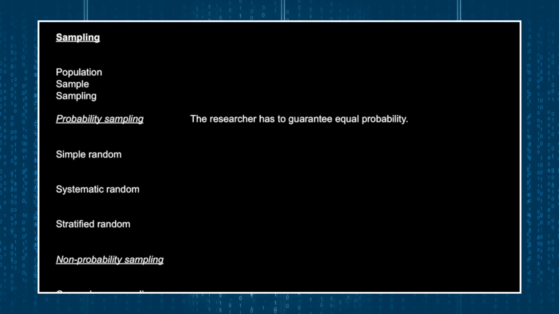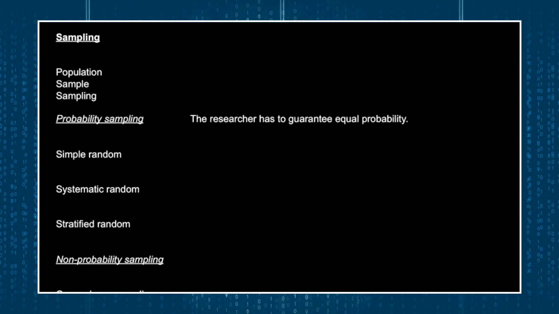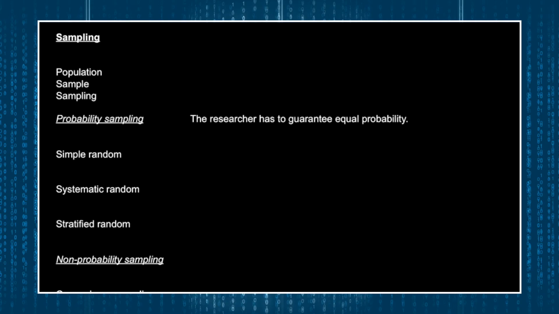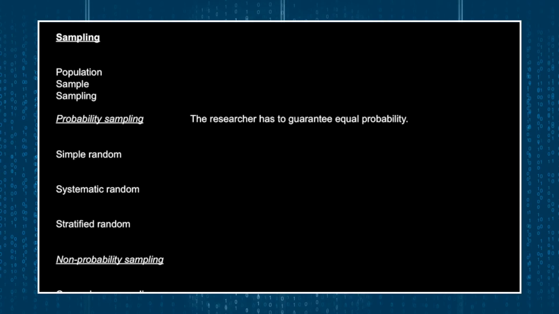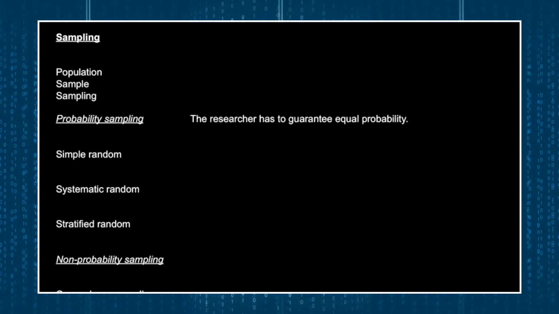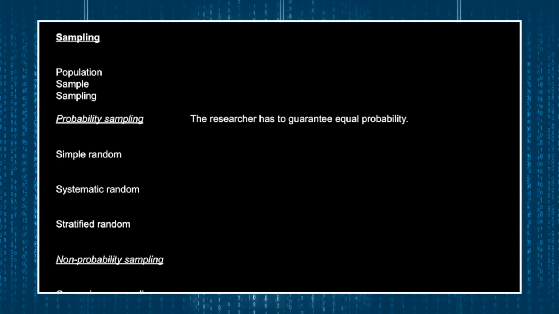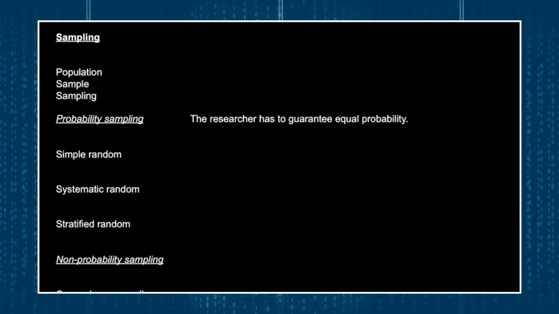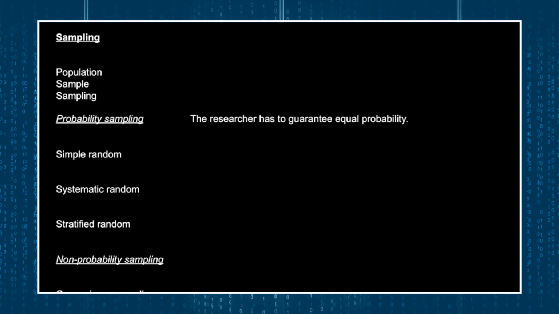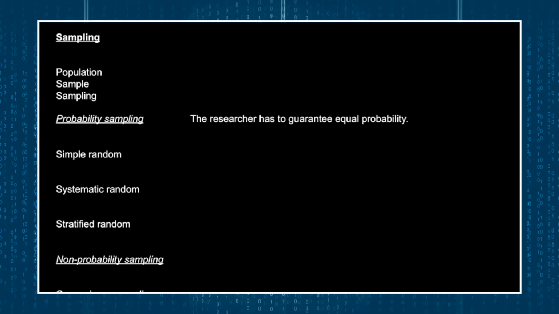In non-probability sampling procedures, obviously, we don't bother with guaranteeing equal probability. By this definition, probability sampling is always more complex and perhaps difficult to perform because we as the researchers have the duty of guaranteeing equal probability. The book talks about 4 probability sampling procedures, and we're going to run through the 3 most commonly used ones.